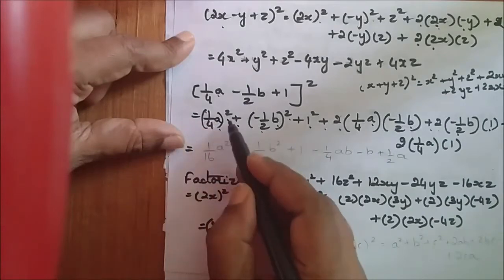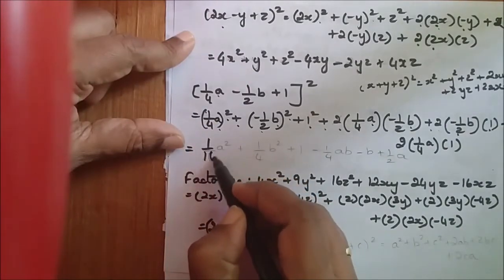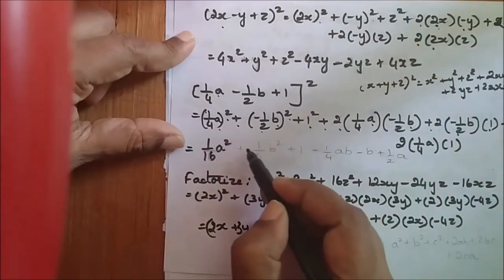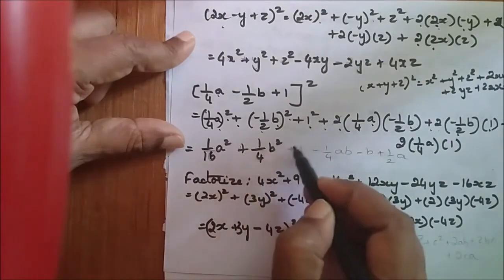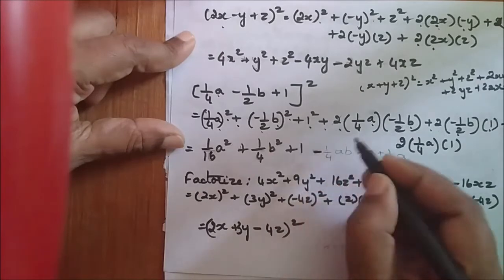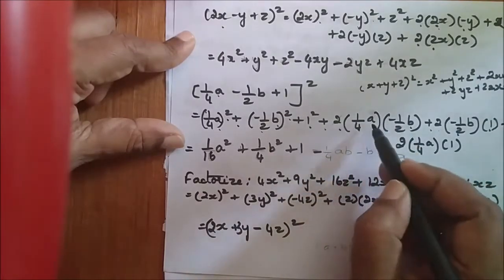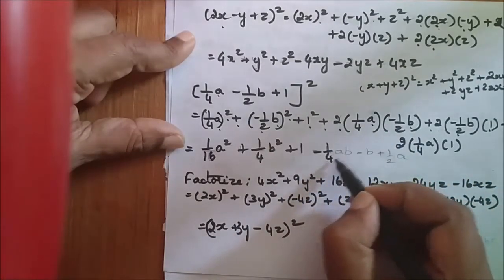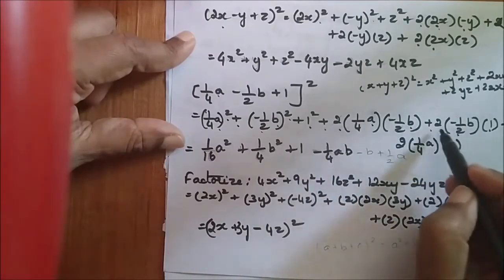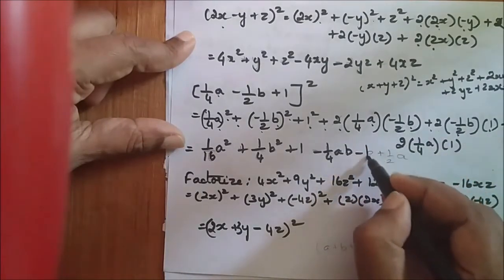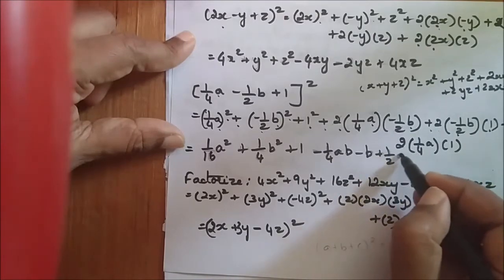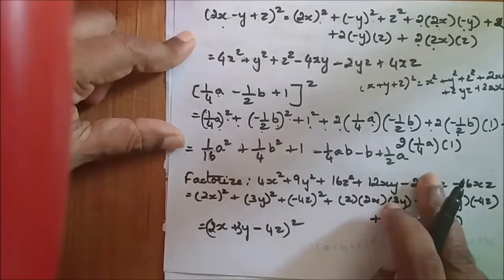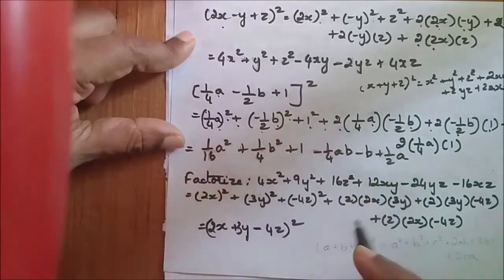So what is (1/4a) the whole squared? It is 1/16a squared plus 1/4b squared plus 1. Now 2 into this, I get it as 1/4ab, with a minus sign. Then in this I have minus b, plus this I have as 1/2a. So this is the answer for this identity.